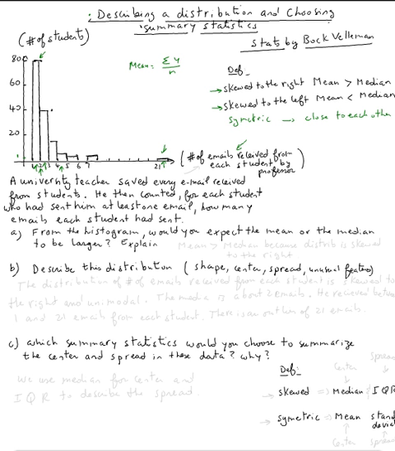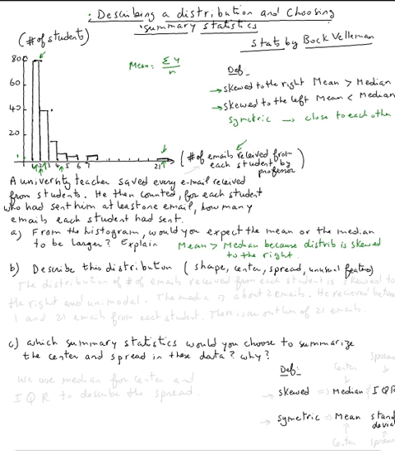Right, so from the histogram, would you expect the mean or the median to be larger? So definitely I'm going to say the mean is larger than the median. Why? Because the distribution is skewed to the right. So remember, if it was skewed to the left, that would be the other way around.